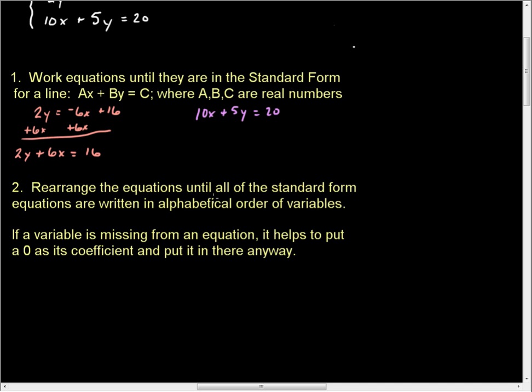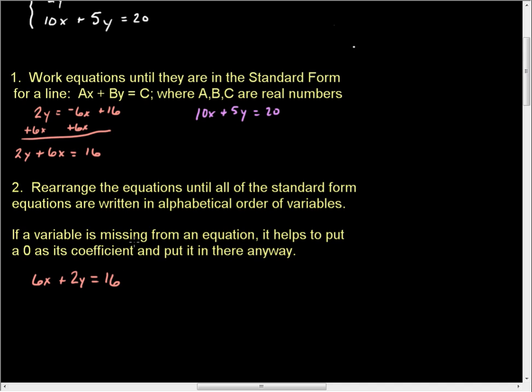Rearrange the equations until all of the standard form equations are written in alphabetical order of variables. You'll notice that in my first attempt here, 2y plus 6x, it's not in alphabetical order. X before y. So I need to rearrange that so that it says 6x plus 2y equals 16.